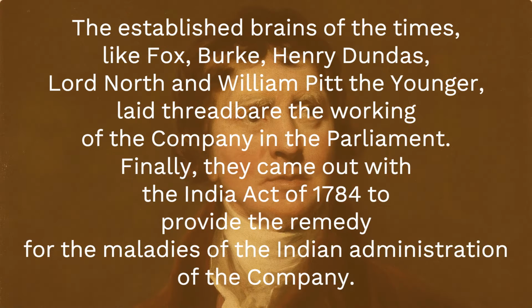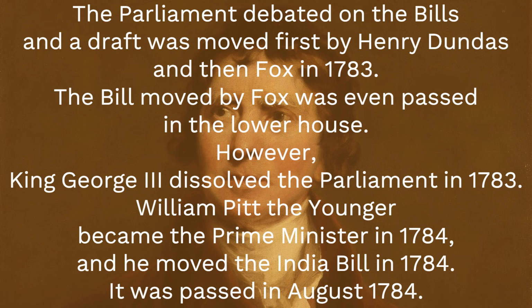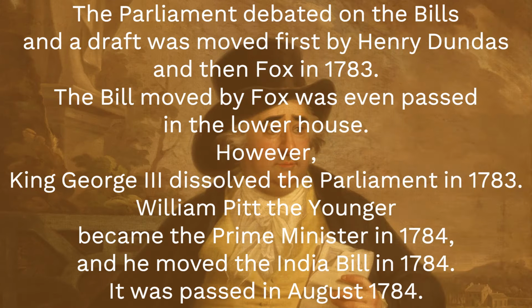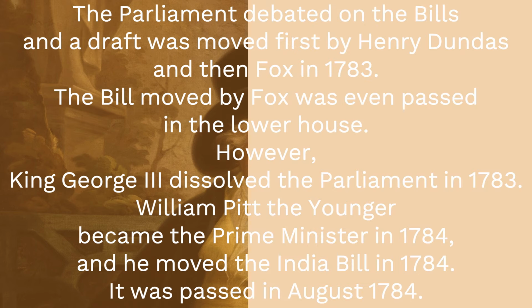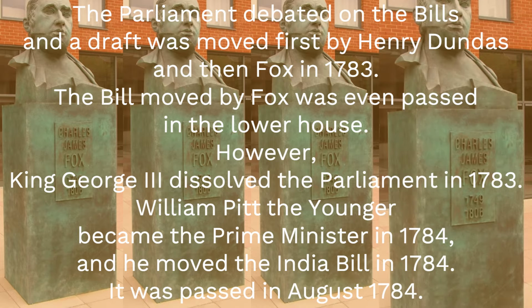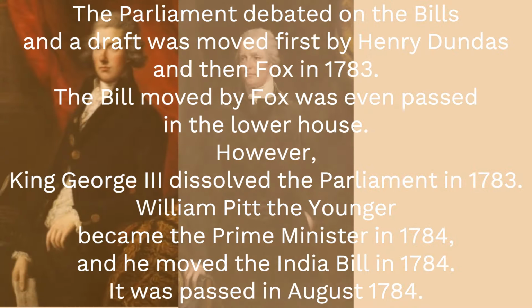Finally, they came out with the India Act of 1784 to provide the remedy for the maladies of the Indian administration of the company. The Parliament debated on the bills and the draft was moved first by Henry Dundas and then Fox in 1783. The bill moved by Fox was even passed in the lower house. However, King George III dissolved the Parliament in 1783. William Pitt the Younger became the Prime Minister in 1784 and he moved the India Bill in 1784. It was passed in August 1784.